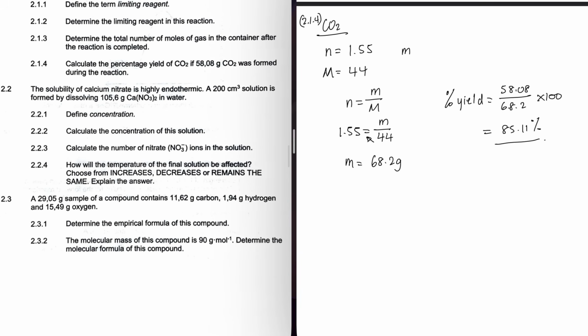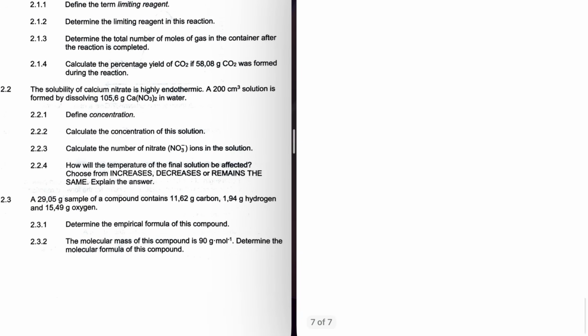Now let's take a look at question 2.2. The solubility of calcium nitrate is highly endothermic. A 200 cm cubed solution is formed by dissolving 105.6 grams of calcium nitrate in water. Question 2.2.2. Calculate the concentration of the solution.